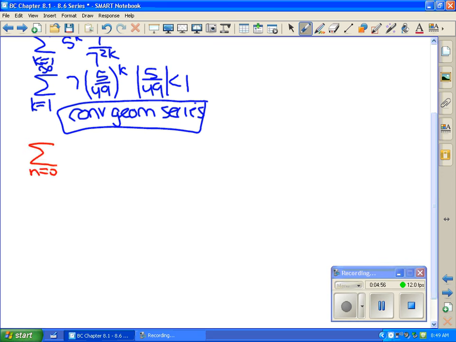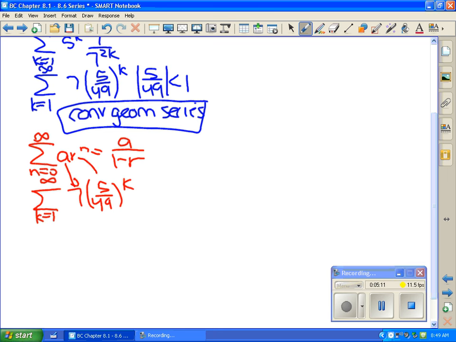n equals 0 to infinity, a r to the n, is equal to a over 1 minus r. So if I look at the sum of this geometric series, I have k equals 1 to infinity, 7 times 5/49 to the k. So my a is 7, my r is 5/49. And so the formula is going to be a, which is 7, over 1 minus 5 over 49.